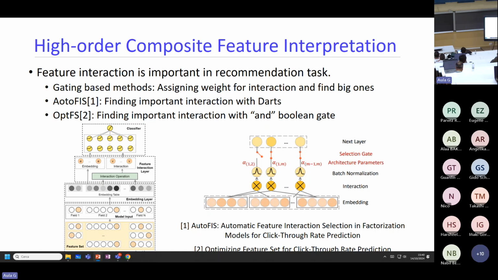For the gating-based method, two techniques are introduced here. The first is AutoFIS. This model assigns a gate value for each feature interaction and trains it using the DARTS method. And those gates with bigger information will be selected, and this feature interaction is treated as important. Another technique is OptFS, and this is a little bit different because it assigns a weight gate to each single feature. And if we know these two single features are both important, then they think this interaction is also important. Otherwise, they think this interaction is not important.